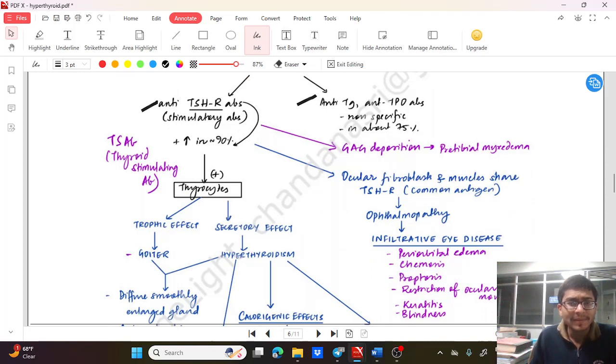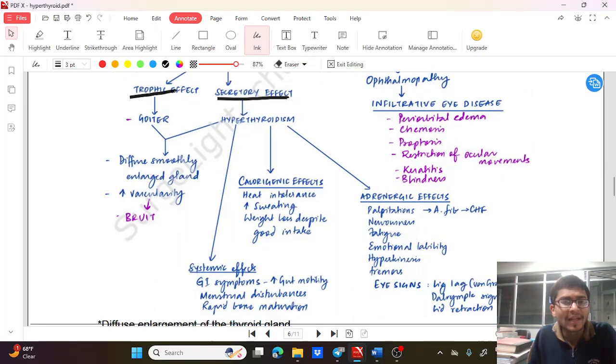So how does this affect? These thyroid stimulating antibodies will affect the thyrocytes, causing increased thyroid hormones, having the trophic effect and the secretory effect. The trophic effect will cause goiter, and the secretory effect will cause hyperthyroidism. So goiter is the swelling and hyperthyroidism is the metabolic effect. Here the swelling will be diffuse, smooth, and with high vascularity, causing bruit, that is the sound around the swelling.